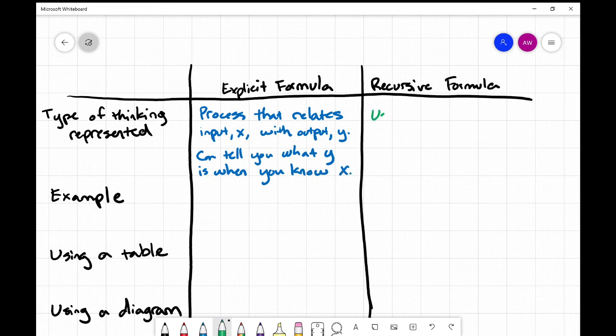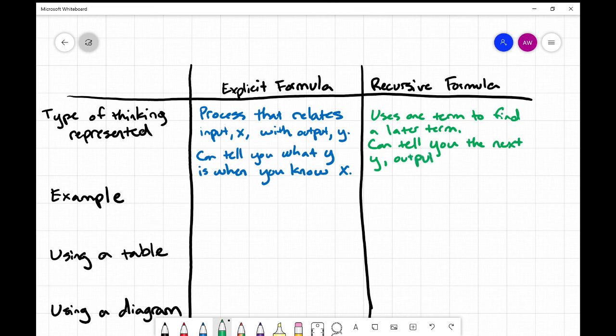For a recursive formula, it is a repeated process that uses one term to find a later term. A recursive formula can tell you the next y when you know the y before it. Recursive formulas need a starting point or initial value.